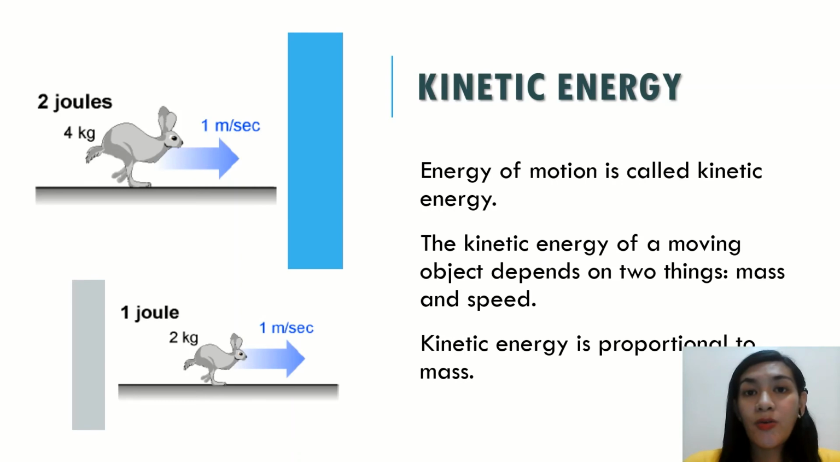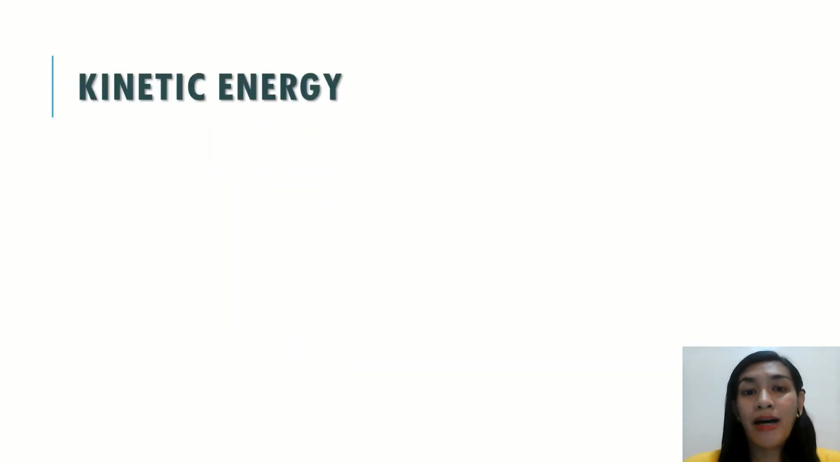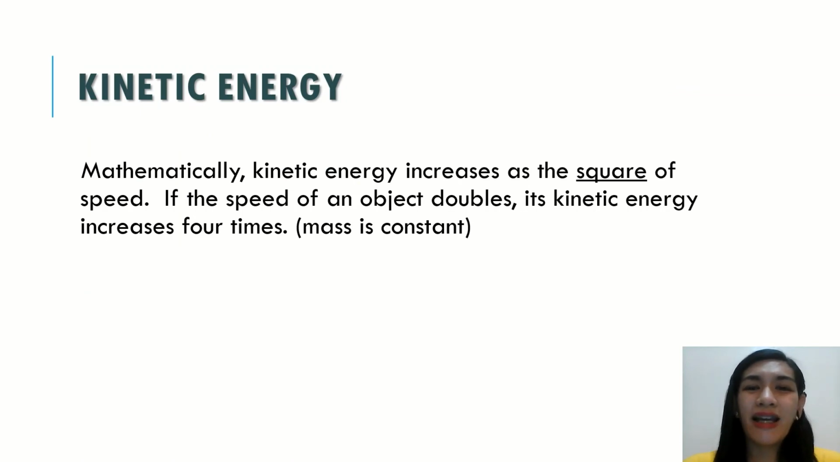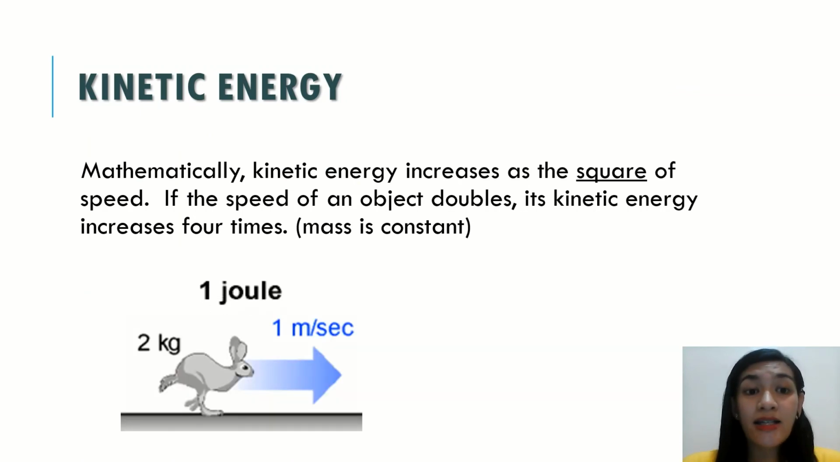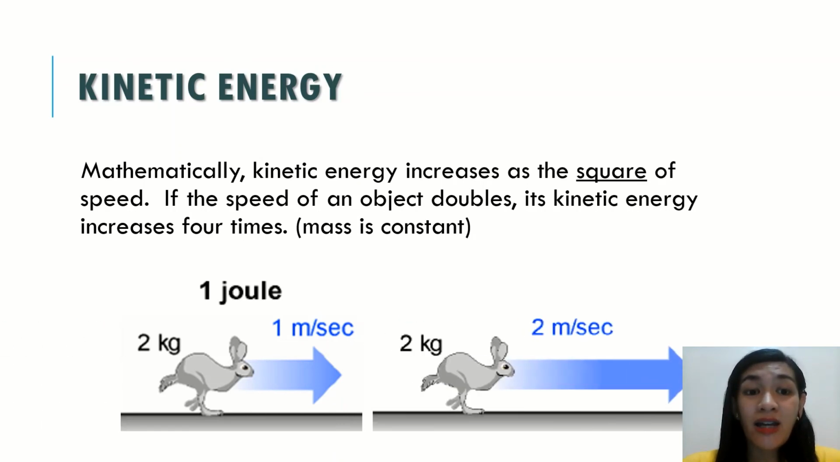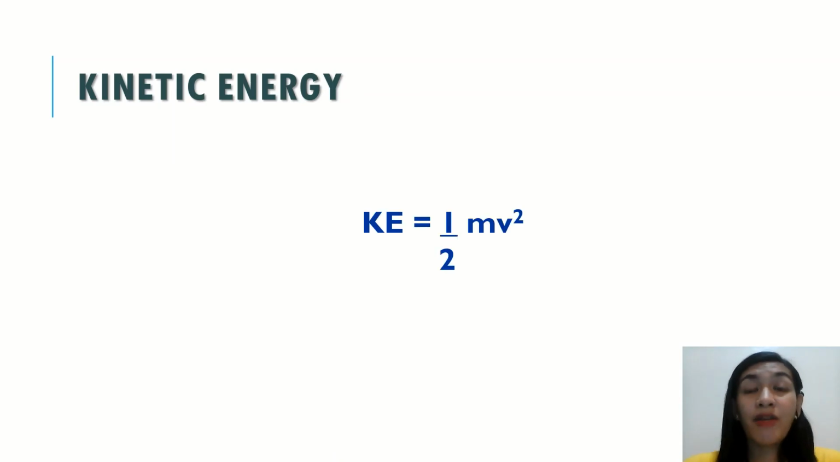Now, another type of energy is kinetic energy, or the energy in motion. The kinetic energy of a moving object depends on two things, the mass and the speed. Kinetic energy is proportional to your mass. Mathematically, kinetic energy increases as the square of speed. If the speed of an object doubles, its kinetic energy increases 4 times. The formula for kinetic energy is KE equals 1/2 multiplied by mass and velocity squared.